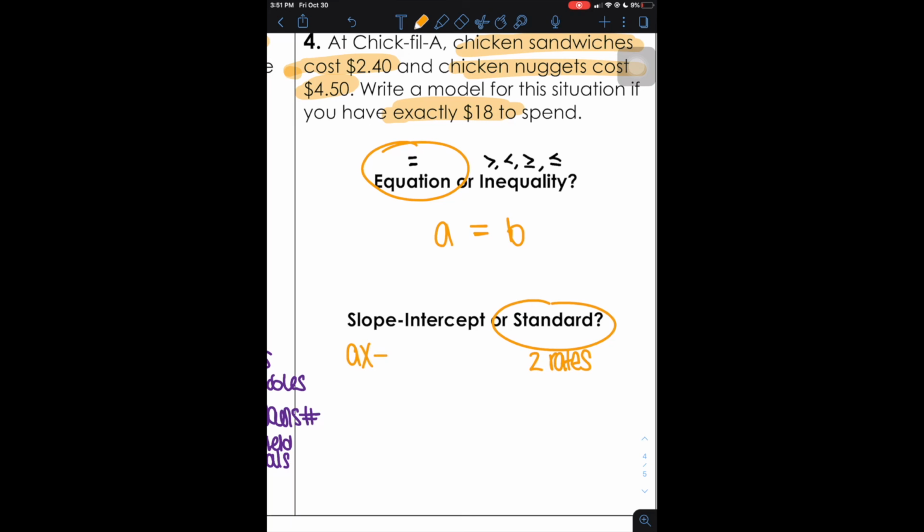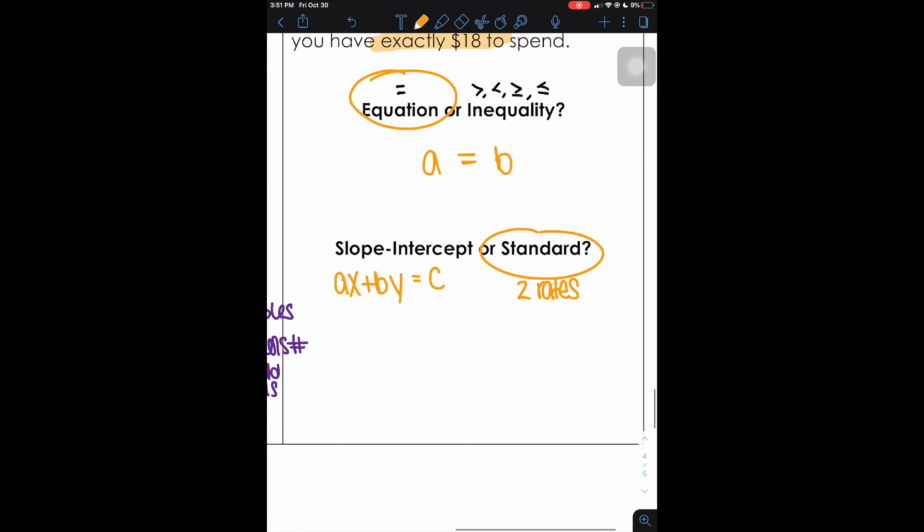So I have AX plus BY is equal to C. So I know A and B are my rates. x and y are the variables that we're going to define. C is going to just be our total. And in the context of this problem, it'll be a total amount spent. But we'll get there. So my first rate is going to be A.